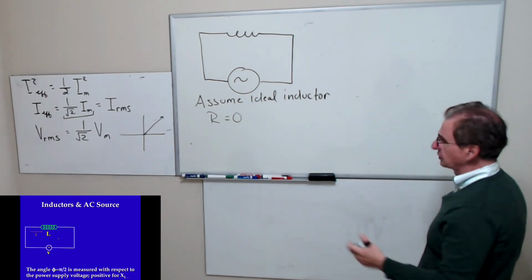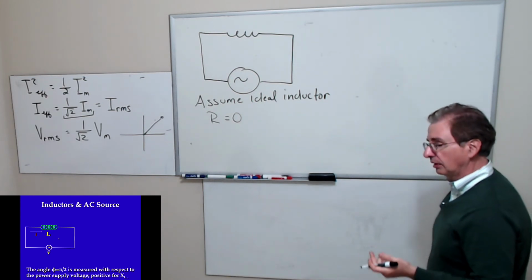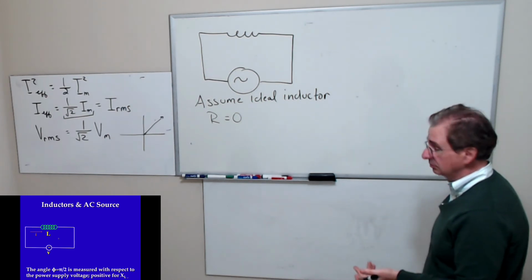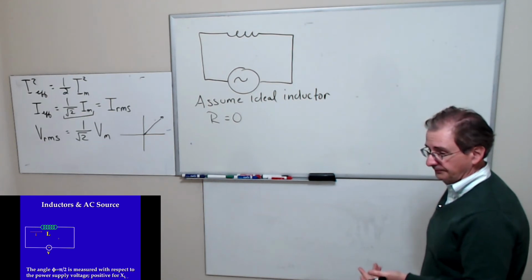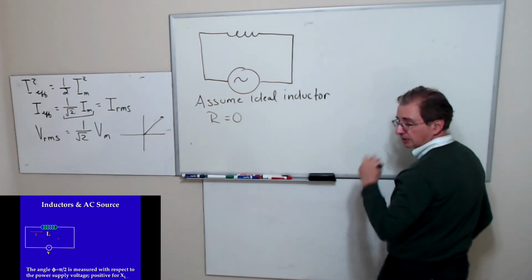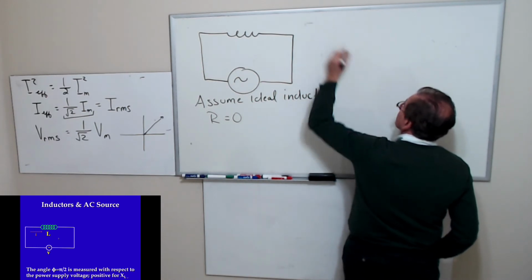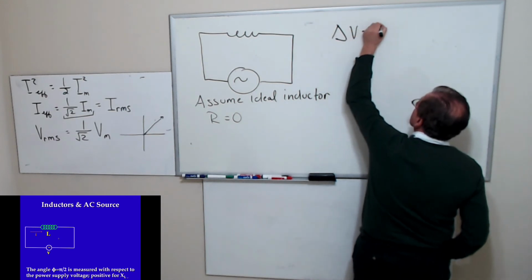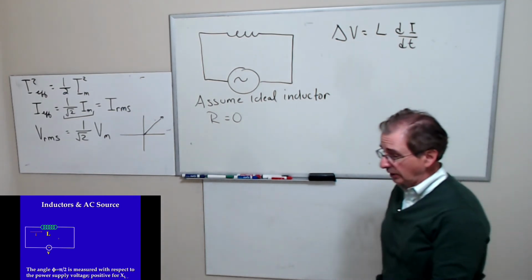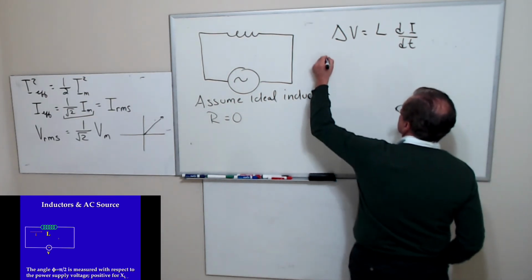And so we want to look at the voltage and the current in this circuit. Of course, we know that the voltage across the inductor has to be equal to the power supply voltage, because you only have two elements. So what we want to do is look at the current in the circuit. We know the power supply voltage is going to look like this.